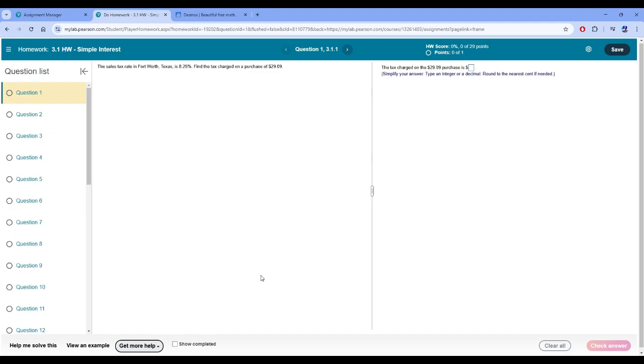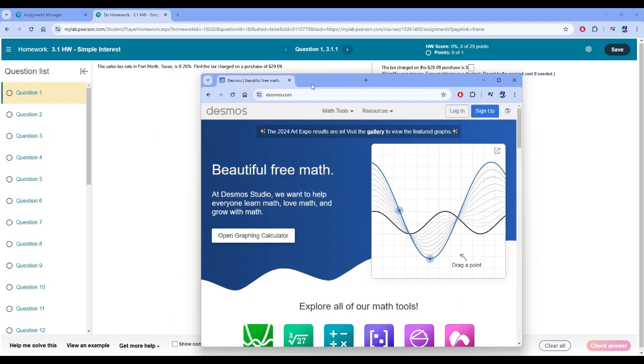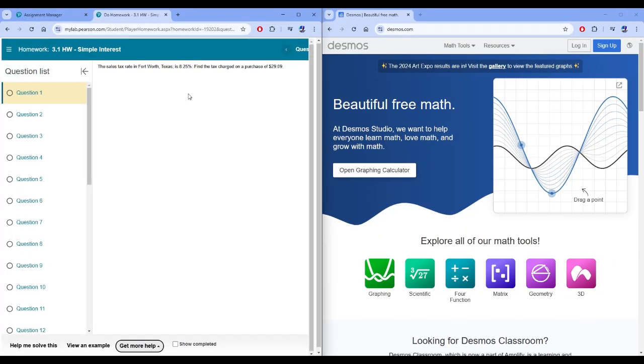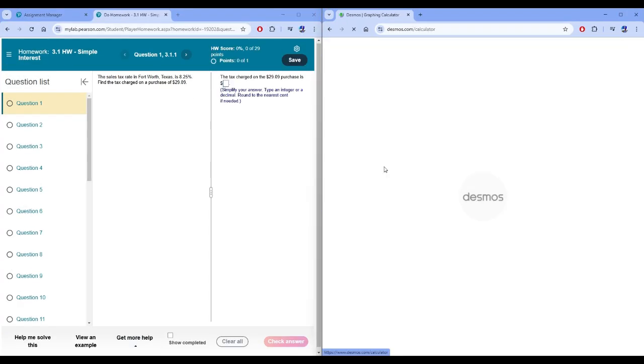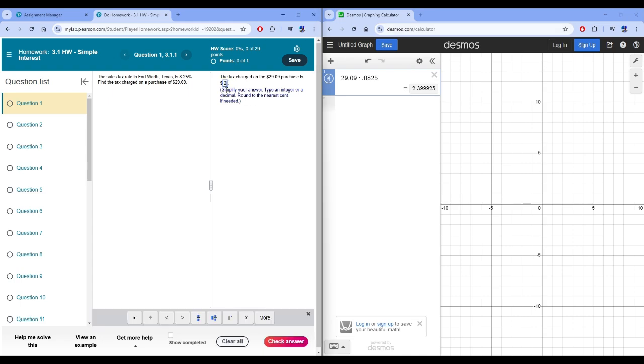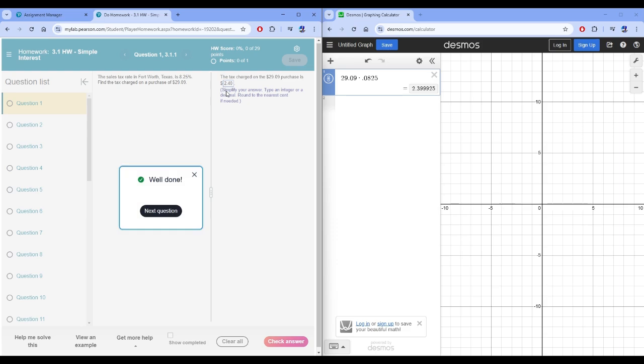Based on that, I'm going to put Desmos right over here along with this, because I'm going to use it so much as the calculator. First, sales tax in Texas is 8%. Find the tax charge on a purchase of 29.09. That would be 29.09 times 0.0825, which means they would have charged $2.40 in tax.